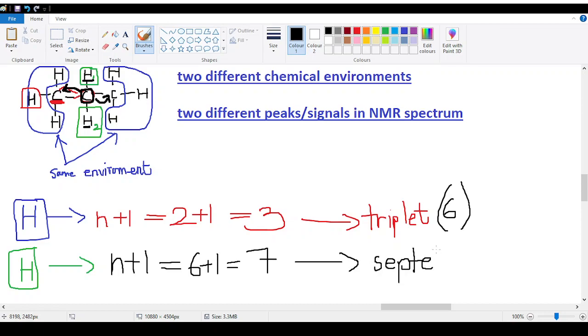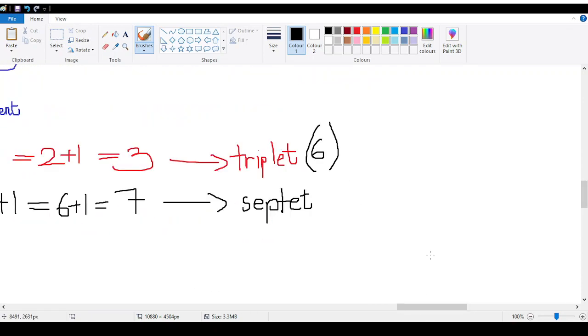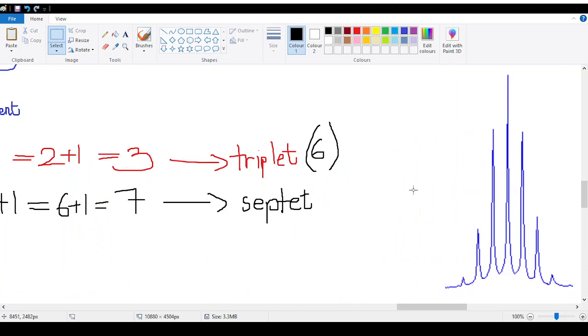Okay, septet. And let me just show you that pattern. Again, you don't have to memorize the pattern. I just want you to see it. Septet NMR pattern. 1, 2, 3, 4, 5, 6, 7. So a septet pattern, we know what a triplet looks like, but a septet looks something like this. This is what septet looks like.